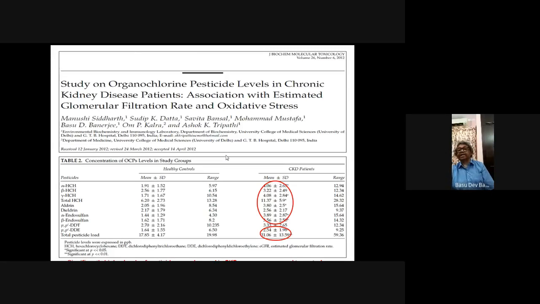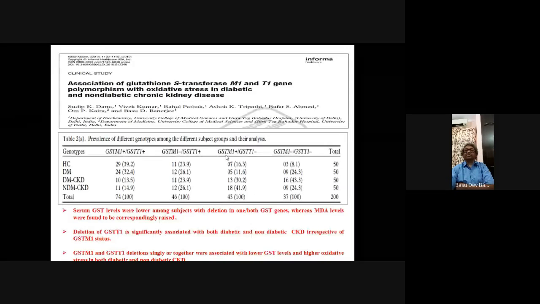This is another experimental proof showing that oxidative stress is responsible for CKD, and pesticides are the culprits causing this type of oxidative stress. Finally, here we were able to pinpoint certain genetic polymorphisms. Taking different genetics-based populations, we showed that they are responsible for CKD, particularly in the population, GST-M1 and GST-T1 deletion.